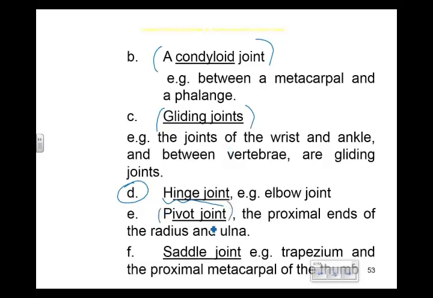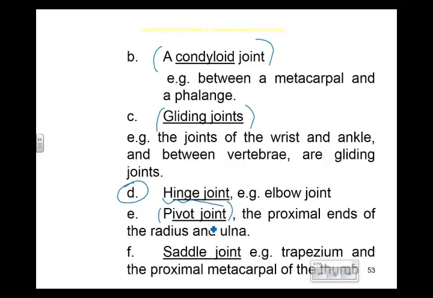Pivot joints. We talked about a pivot joint when we talked about the atlas and the axis, right? The axis has that dens sticking up, and the atlas sits on top of it and goes like this. So that's a pivot joint. There's also a pivot joint here when you are doing this rotation of the forearm like that, which we'll talk about, which is like pronation and supination.